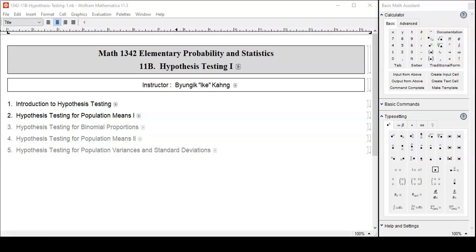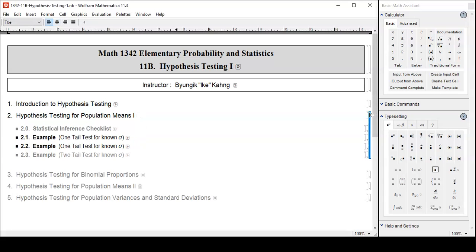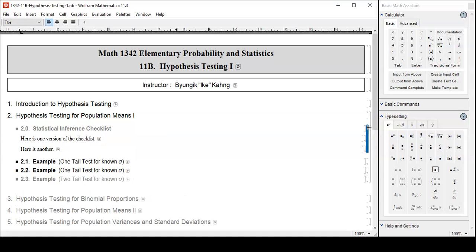Hello students, welcome back. We completed section 1 along with the optional topic of types of errors. Now let's go to section 2, hypothesis testing for population means 1. Now what's the difference between section 2 and section 4? In section 2, we're going to confine ourselves to the problems that require only the z-distribution.